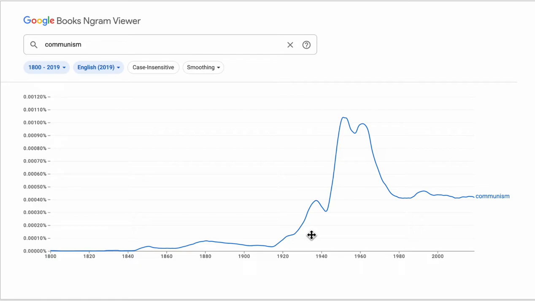So you can go to Google Ngram, it's completely free, and you can just have a bit of fun looking at the frequency of words and seeing what they correspond to.